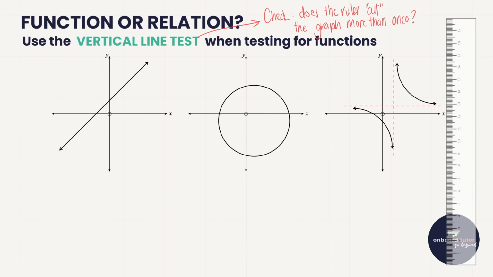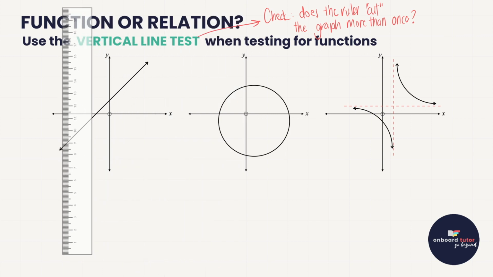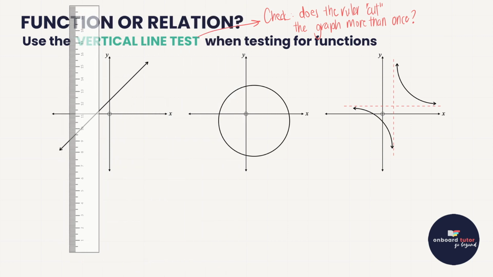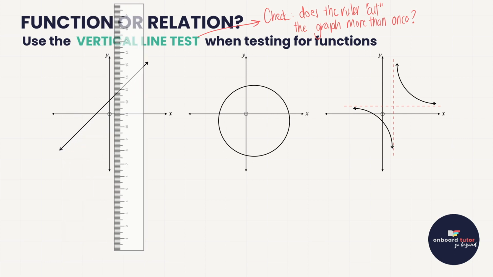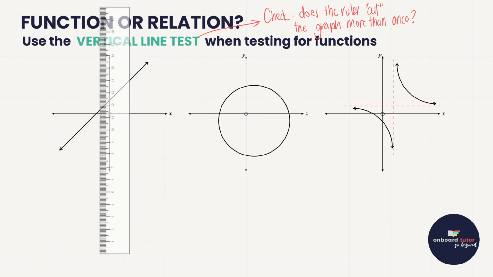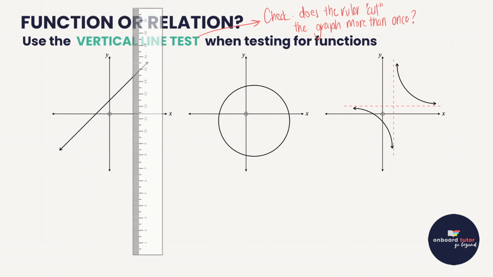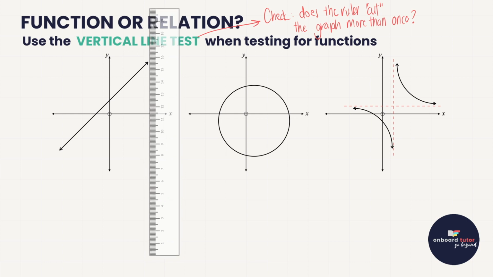When you do that, you pick up your ruler and you hold it vertically, and then you check. You have a look at this graph here. You just need to look at one side of the ruler at a time, and you see, does it ever cut the graph more than once? And what you'll notice here is that it is just cutting once each time. So there's only one y value for every x value. And so that means this passes the vertical line test and it is a function.